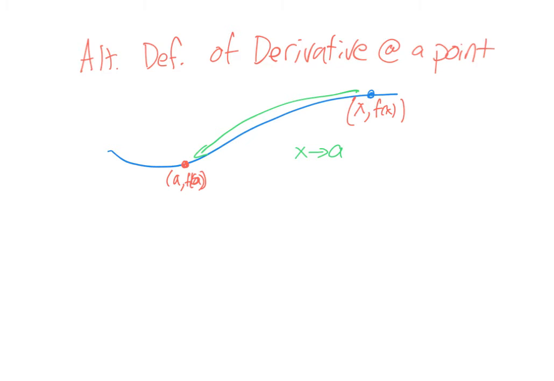Thinking about that in terms of derivative, that's a limit. So this is the limit as x approaches a. And we're going to do a slope again. This is going to be f of x minus f of a. We probably know what that number is. And then on the bottom, it's going to be x minus a.